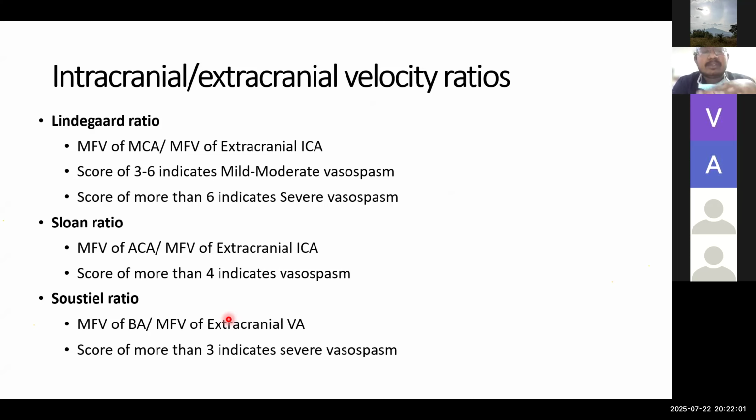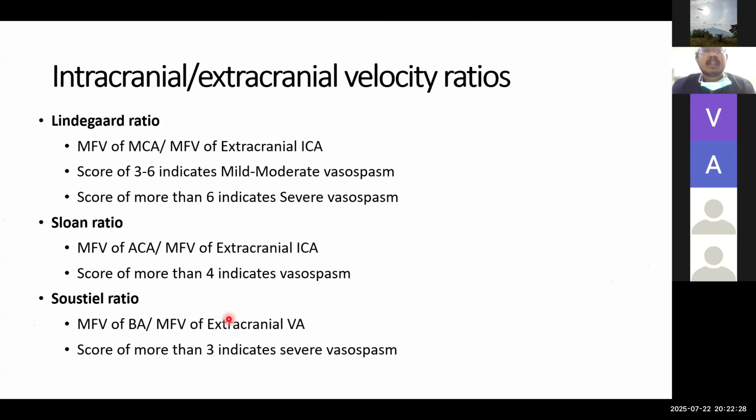So we divide those mean flow velocities, and if the score is more than 3, it is vasospasm. Less than 3, it is hyperemia. And if it is 3 to 6, it indicates mild to moderate vasospasm. And a score of more than 6 indicates severe vasospasm. So this is the original description of the score, but it has been modified for various unknown reasons.